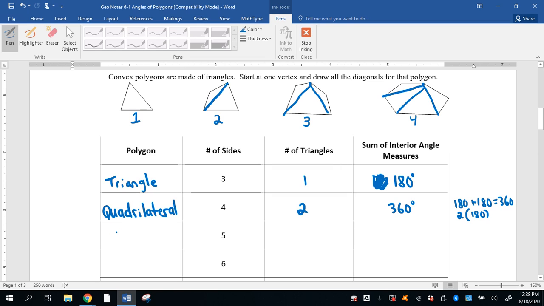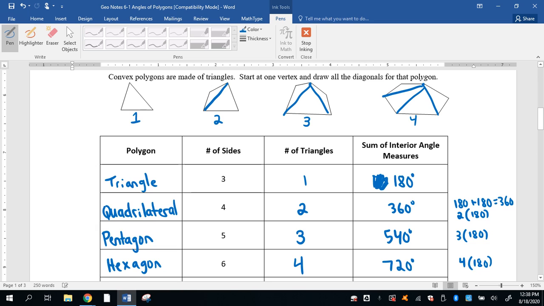A five-sided polygon is called a pentagon, and there are three triangles. So we have 180 times 3, which is 540 degrees. And then we have six sides. It's called a hexagon. A hexagon has four triangles, so that would be 4 times 180, which is 720 degrees.